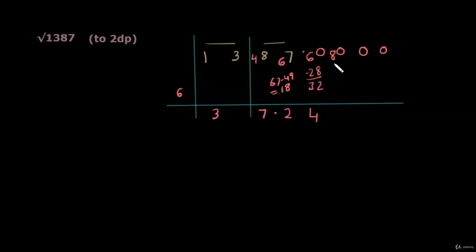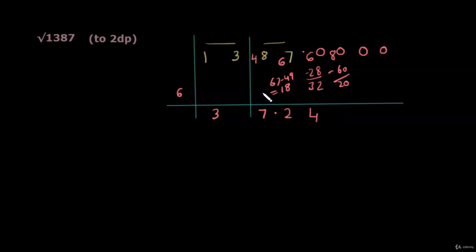So the next dividend number is 80. From 80 we have to subtract duplex of 724. Duplex of 724 is 56 plus 4 which is 60. So we subtract 60 from here and we get 20. We just have to perform calculations up to this digit because we want the square root up to 2 decimal places. So we have to go up to 3 decimal places.